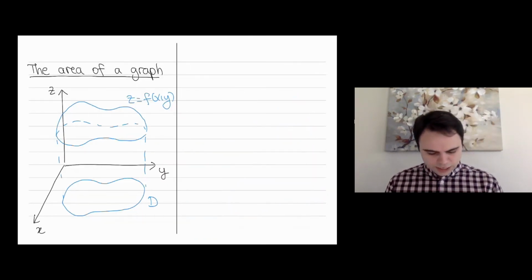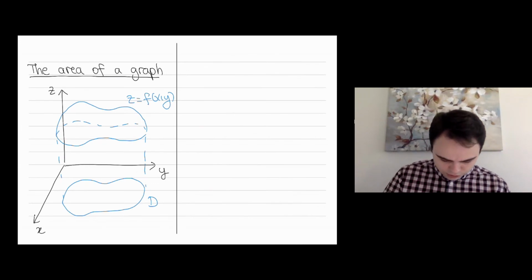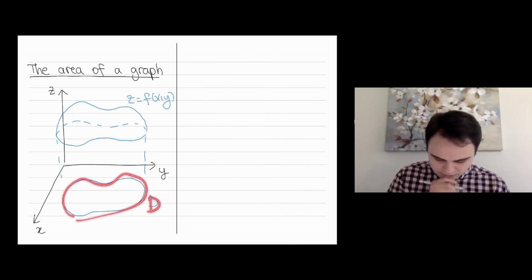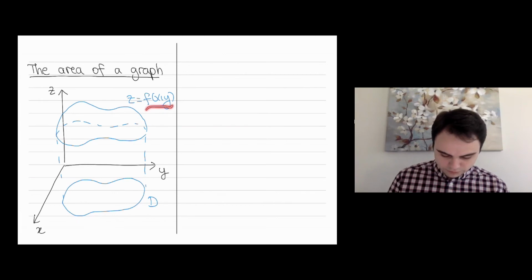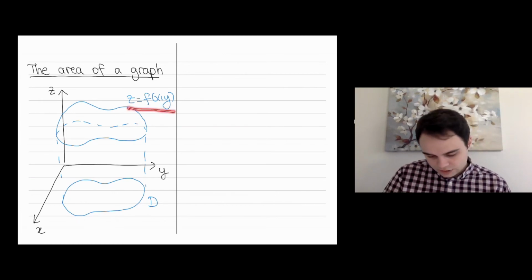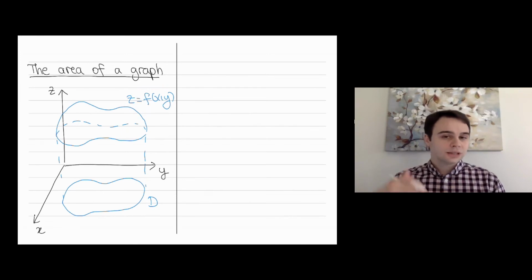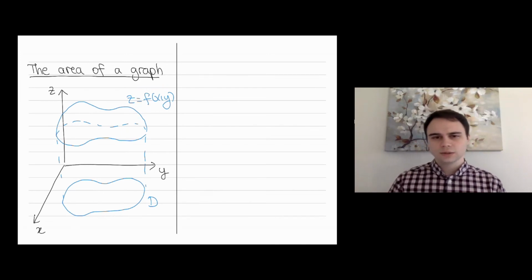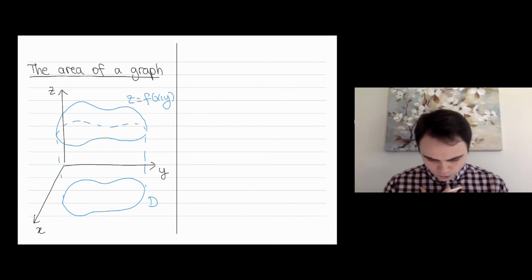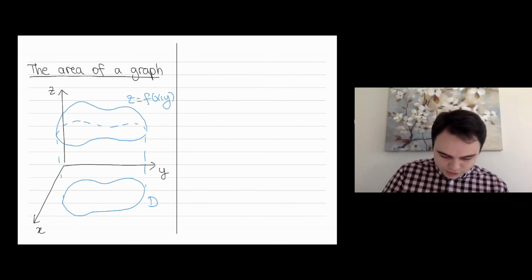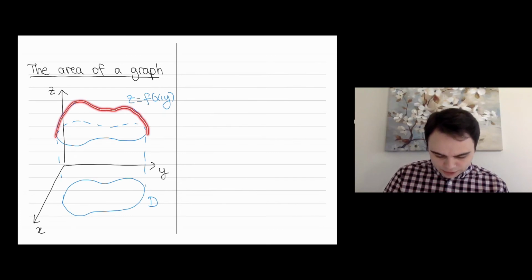So here's the setup. I have a region of the plane, I called it D. I have a function f of x, y, and then the graph is this set of points in xyz space where the last coordinate, the new coordinate z, is equal to f of the first two. All right. Now, our task is to figure out the area of this curved shape.